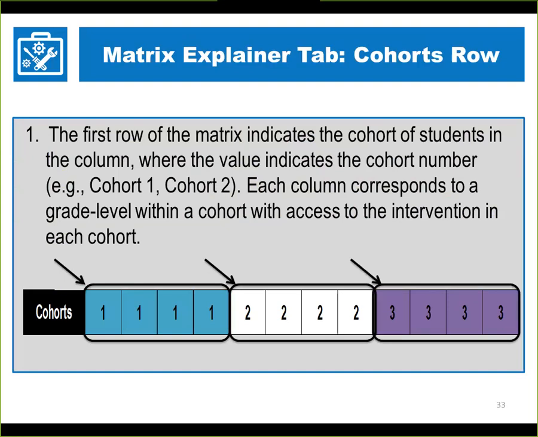Note that there are 4 columns for each cohort, and as described previously, each column corresponds to a grade level within a cohort. Therefore, 4 columns per cohort occur when there are 4 grade levels in each cohort. The cohort row does not provide information about grade level. Grade level information appears on a later row in the matrix and is described in the third illustration on the Matrix Explainer tab.